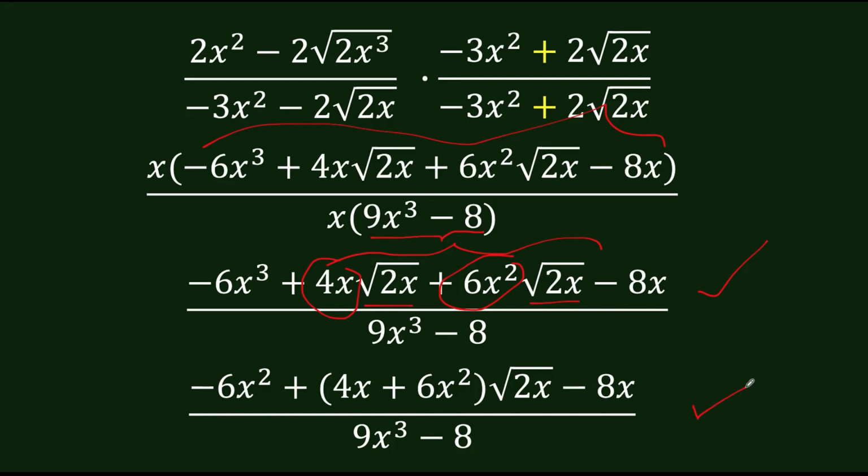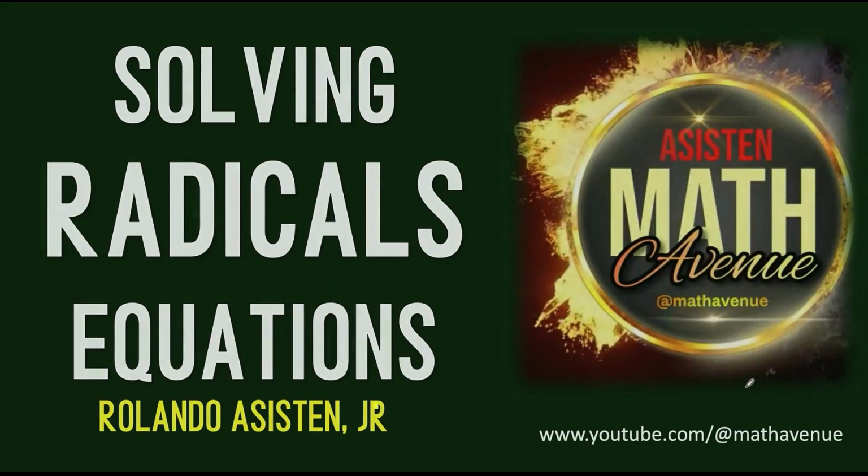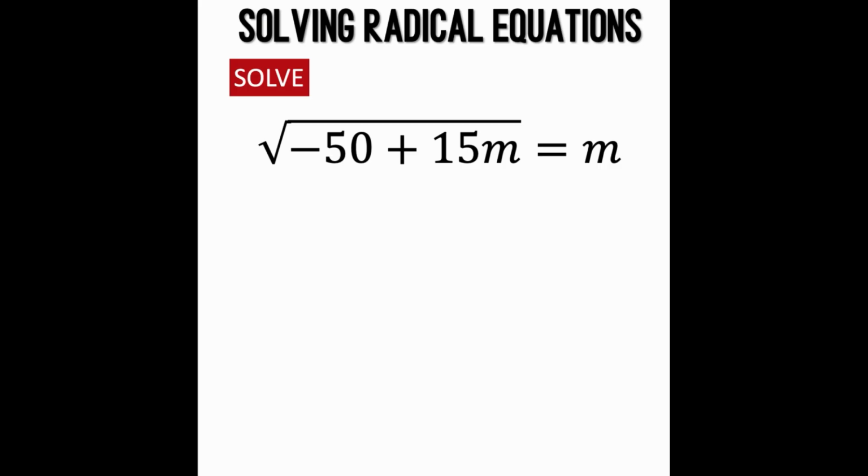Notice that for a multinomial divided by a multinomial, it's getting more difficult. So at this point, let's now proceed to solving radical equations. Here is the problem. Solve the equation, the square root of negative 50 plus 15m is equal to m. And here are the options.